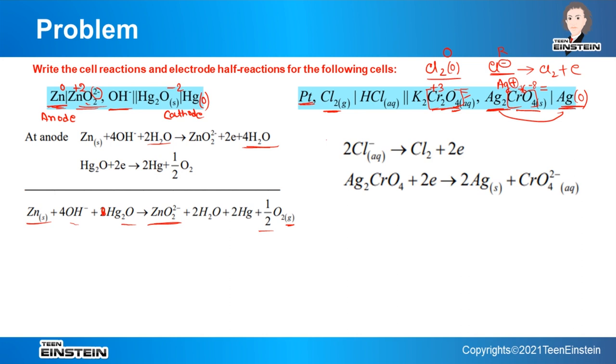So here the cell reaction that will take place is, this side is the anode reaction: 2Cl minus in aqueous state is converted to chlorine, and this chlorine will be deposited on the platinum, and here electrons are lost by chlorine. Okay, now Ag2CrO4, here the oxidation state is +1, it is accepting 2 electrons, that is why it is now converted to 2Ag plus and CrO4 2 minus, that is present as it is.